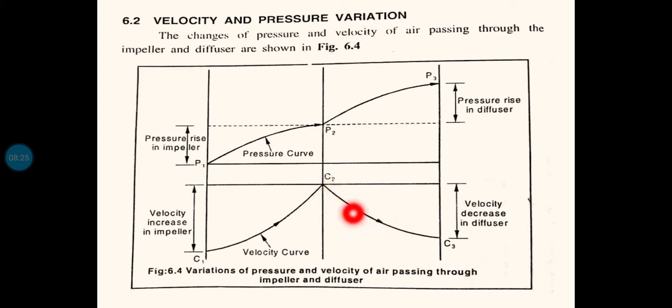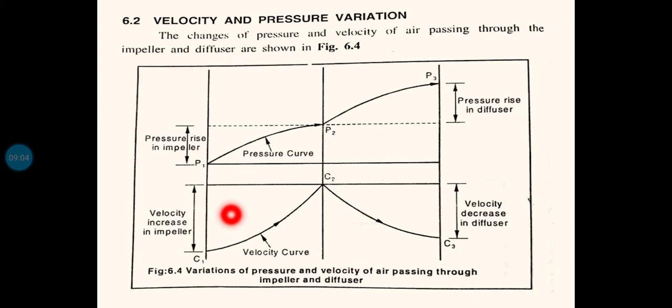I have already told that the increase in pressure in the diffuser is at the expense of the kinetic energy. So the kinetic energy will decrease, that is, the velocity will decrease to a lower value, and correspondingly there is an increase in pressure. In the diffuser there is a decrease in velocity, and in the impeller there is an increase in velocity. Usually the air leaving the diffuser will have almost the same velocity as the air entering the impeller. That is all about the pressure change and the velocity change. You can see that in the impeller there is a pressure rise from P1 to P2, and in the diffuser there is a pressure rise from P2 to P3.